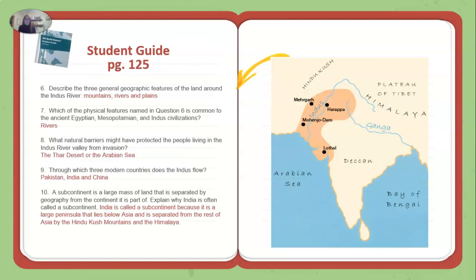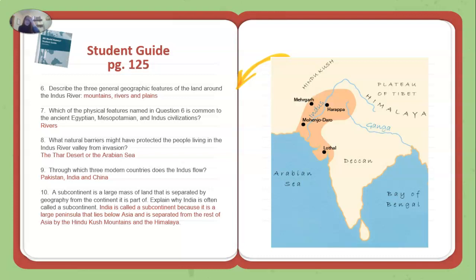And then we go back to our questions on page 125. Question number 6. Describe 3 general geographic features of the land around the Indus River: mountains, rivers, and plains. Question number 7. Which of the physical features named in question 6 is common to the ancient Egyptian, Mesopotamian, and Indus civilizations? Of course, that's rivers. Question number 8. What natural barriers might have protected the people living in the Indus River Valley from invasion? That would be the Thar Desert or the Arabian Sea. Question number 9. Through which 3 modern countries does the Indus flow? That would be Pakistan, India, and China.